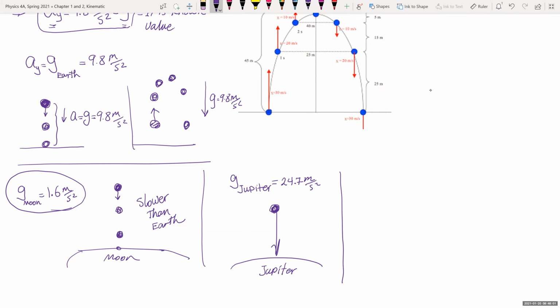Okay. If I go, for example, on Mars, I think it's 3.6 or 3.7, one of those. If we assume this is Mars, drop it. It will fall, but faster than the Moon, correct? Slower than Earth.